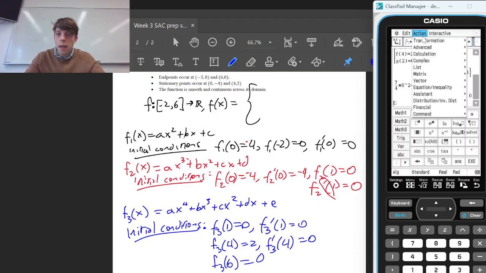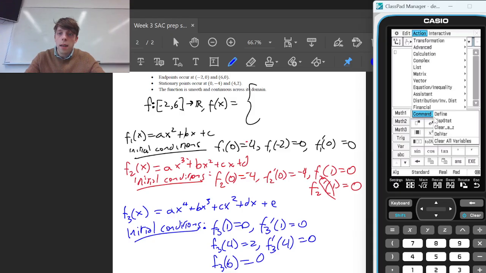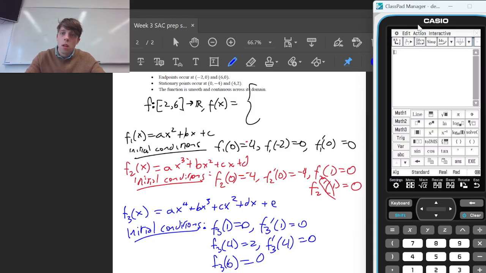Basically, we go define, probably best to clear all before we do this. We can go action, command, define. So we want to do this for f3, so I'm going to call it f of x is equal to ax to the power of 4 plus b times x to the power of 3 plus c times x to the power of 2 plus d times x plus e. There it is.